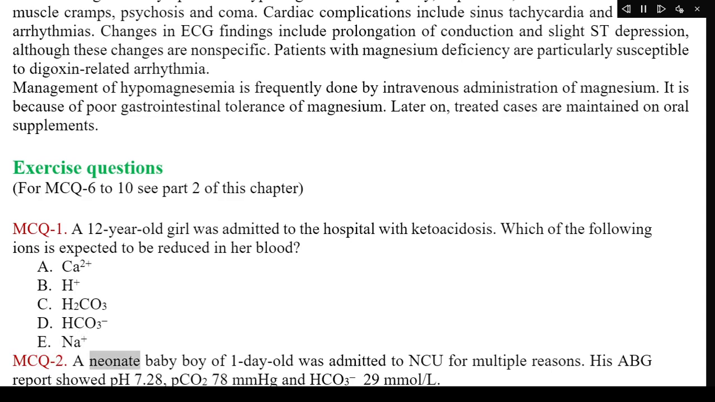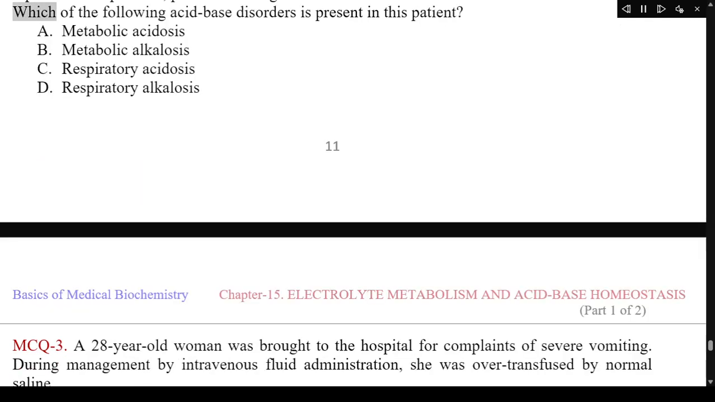MCQ 2. A neonate baby boy of 1 day old was admitted to NICU for multiple reasons. His ABG report showed pH 7.28, PCO2 78 mmHg and HCO3 29 mmol/L. Which of the following acid-base disorders is present in this patient? Metabolic acidosis, metabolic alkalosis, respiratory acidosis, respiratory alkalosis.